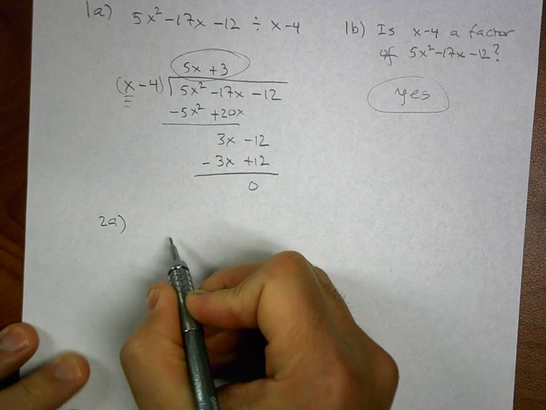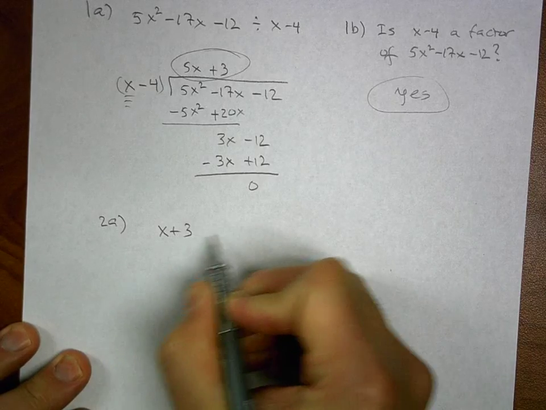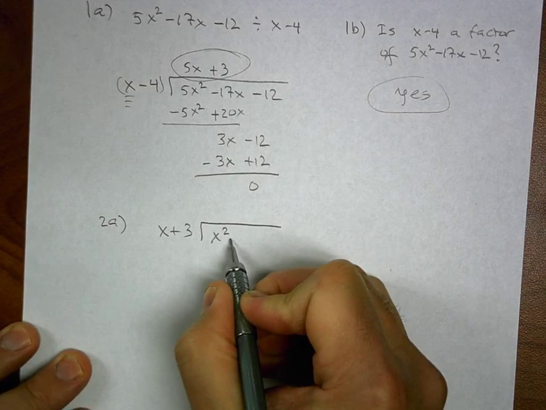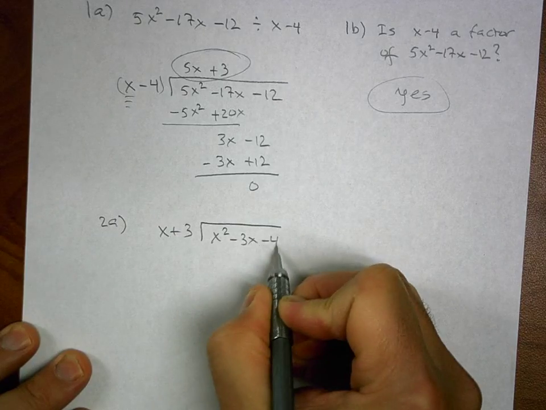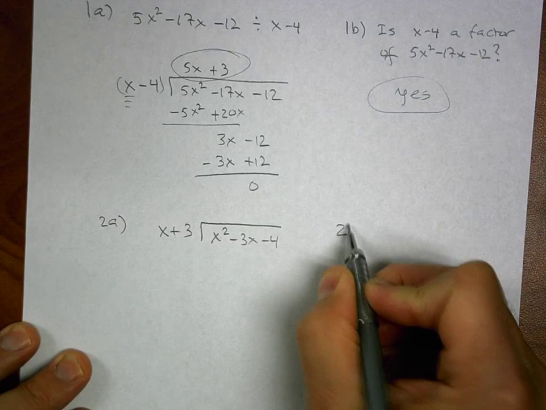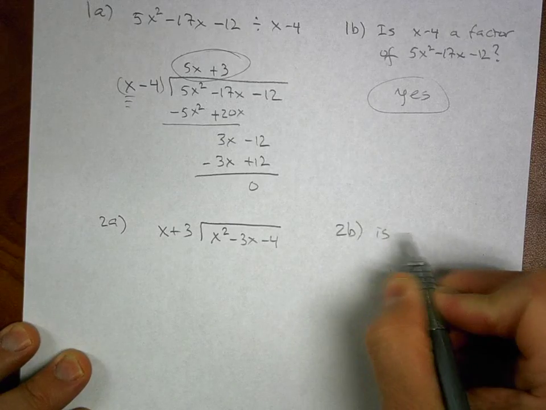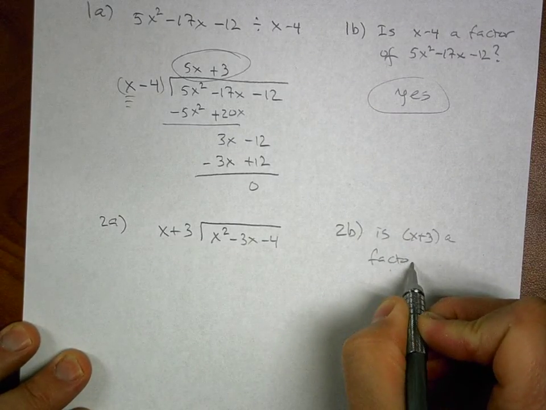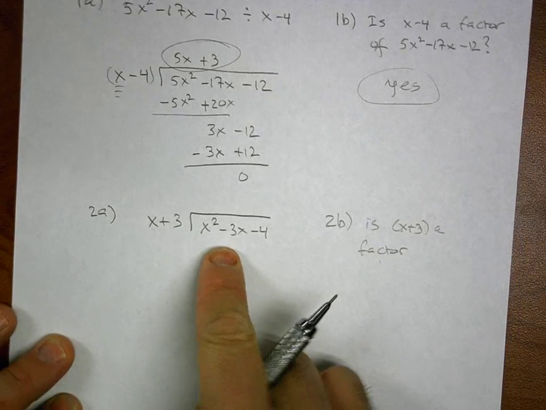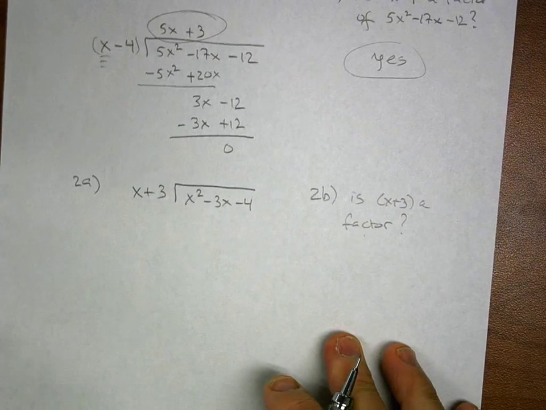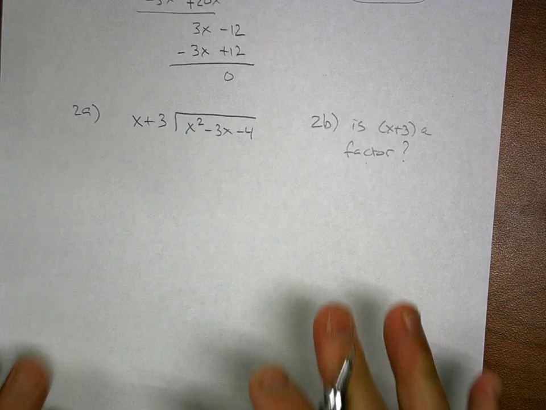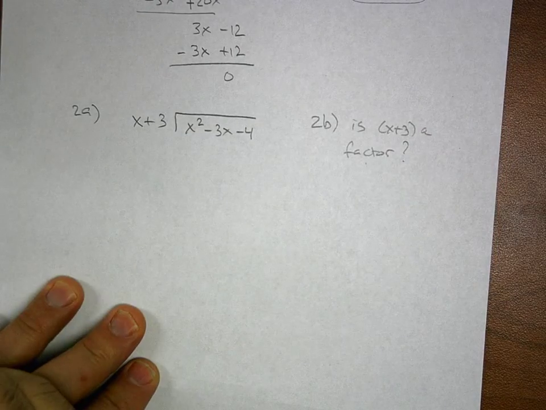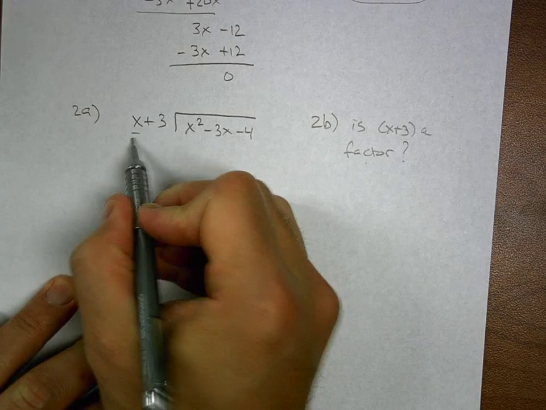2a. So let's divide x plus 3 into x squared minus 3x minus 4. And then 2b, is x plus 3 a factor of this thing right there? Okay? Well, let's divide. Okay, so we're just looking at that in front.